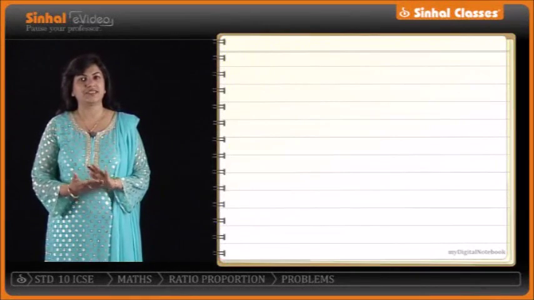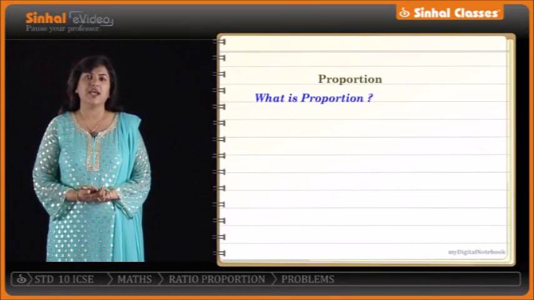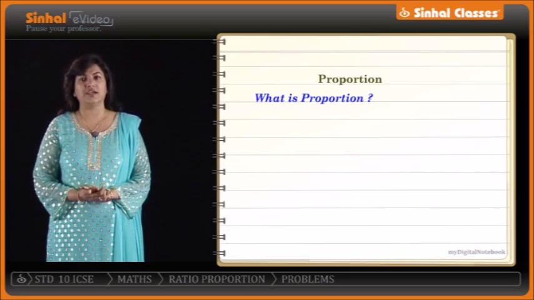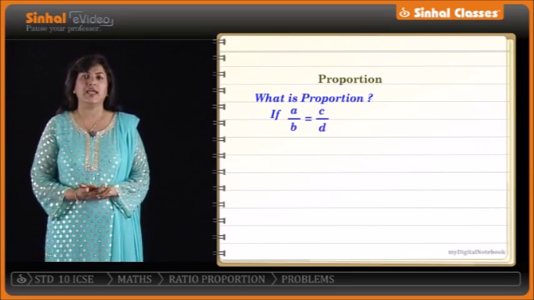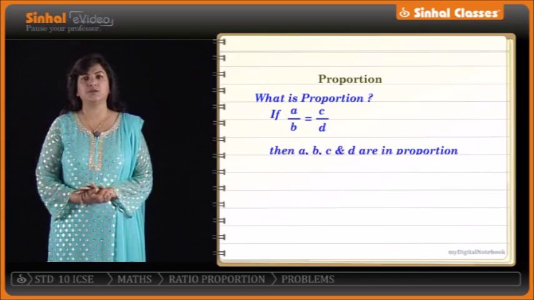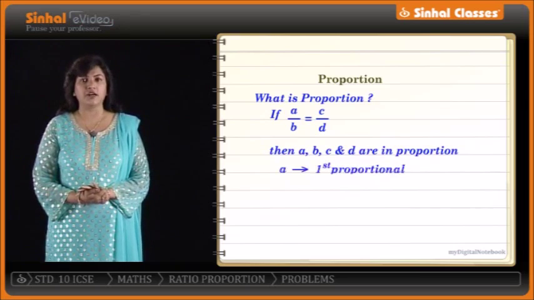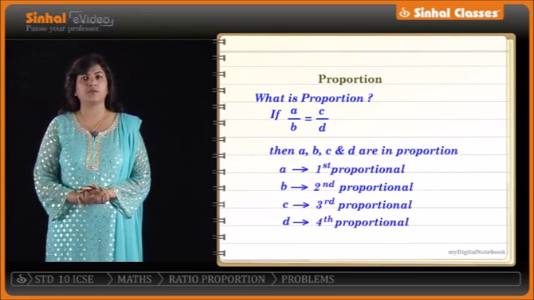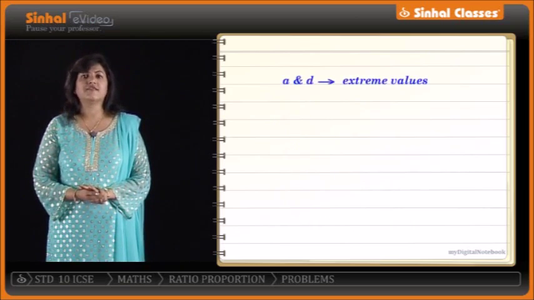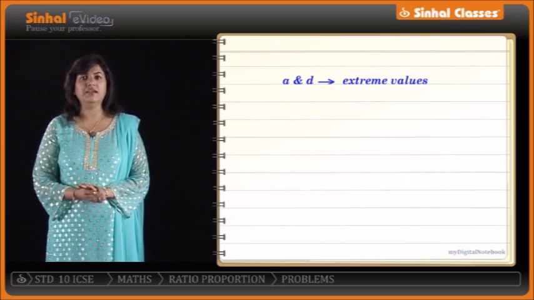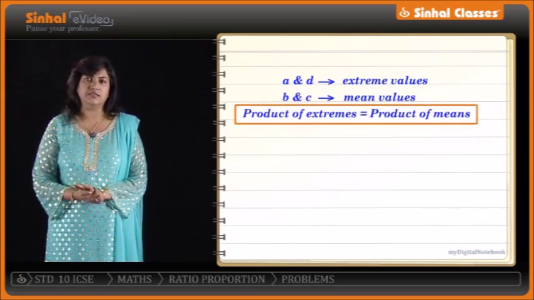Now let's go on to the second part of this topic, which is proportion. Now what is proportion? If we are given two ratios which are equal, say A by B is equal to C by D, then A, B, C and D are said to be in proportion. Here A, B, C and D are the first, second, third and fourth proportional respectively. Here A and D are called the extreme values, whereas B and C are called the mean values. So we have product of extremes is equal to product of means.